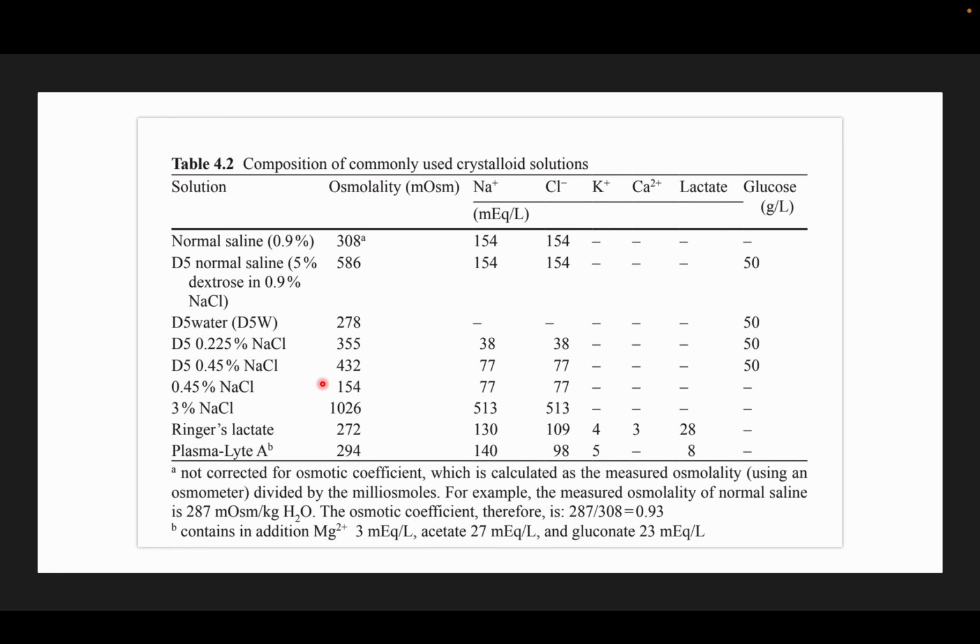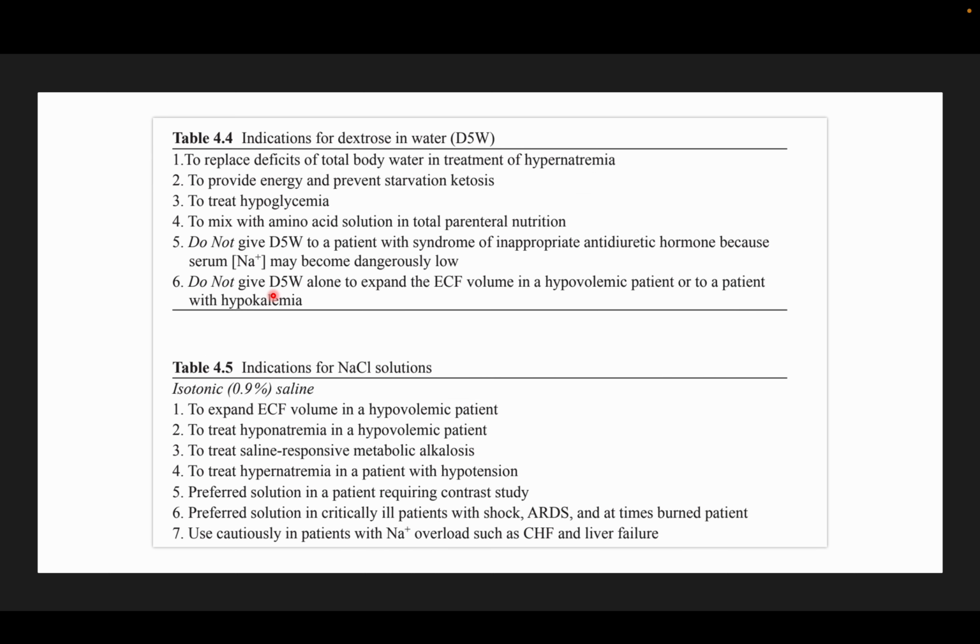With 0.45% NaCl or D5, half acts as NaCl. Let's say 500 ml is given: 250 ml is distributed completely in the extracellular space. The other 250 ml acts as free water, like 5% dextrose. It distributes 2/3 in the intracellular space and 1/3 in the extracellular space. So if you're giving 500 ml, around 250 plus around 70 goes to the extracellular space, about 320 ml. The other 180 ml goes into the intracellular space. That is the more important thing you need to remember.